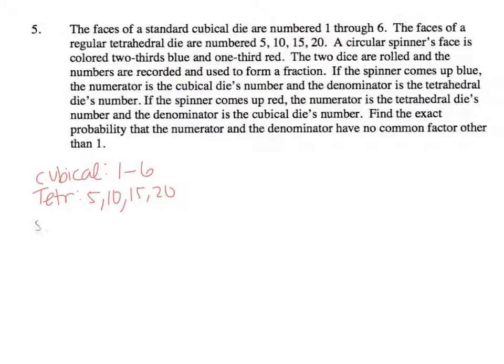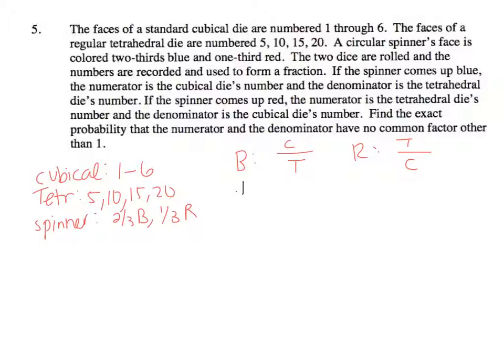Then it says that you have this spinner, and the spinner is 2/3 blue and 1/3 red. Okay, so that's the whole beginning part. Then it says, if the spinner comes up blue, the numerator is the cubical and the denominator is the tetrahedral. And then, if the spinner comes up red, the numerator is the tetrahedral and the denominator is the cubical. Find the probability that the numerator and denominator have no common factor other than 1.